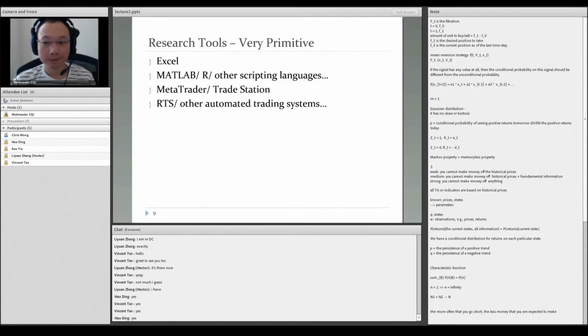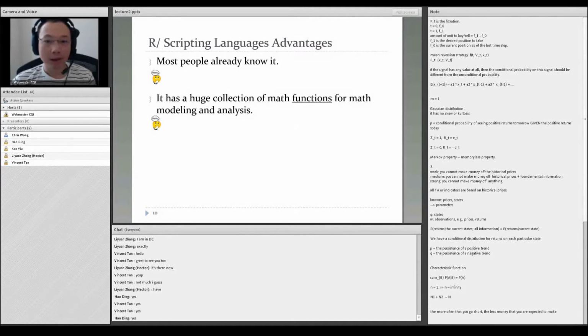Among all these tools, probably R and MATLAB are the most popular. Everybody, I mean, maybe 99% of the quant traders that I know use R or MATLAB. Okay, and there's a reason for that. Let's talk about R exclusively. Okay, let's talk about R, because probably there are more R users than MATLAB users. Probably because R is free. Okay, you can download it from the R website.